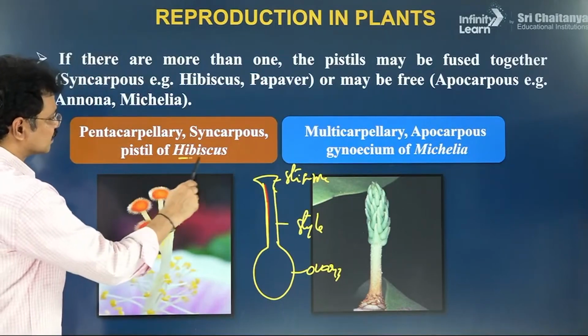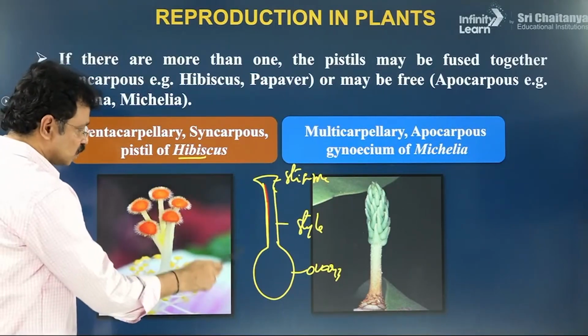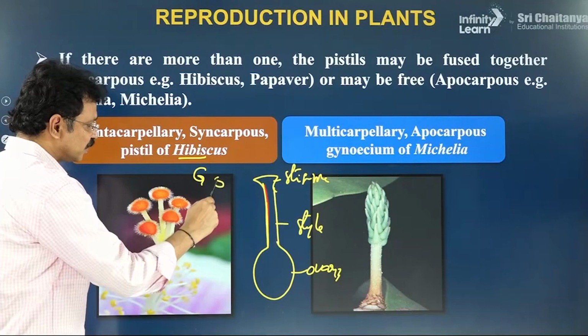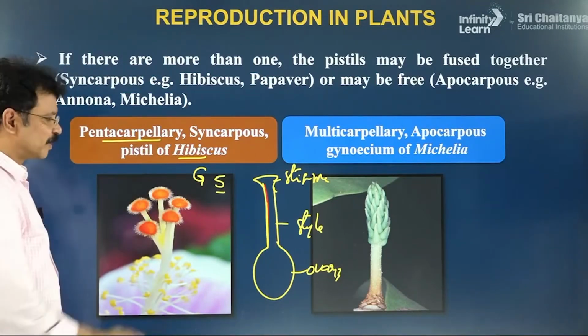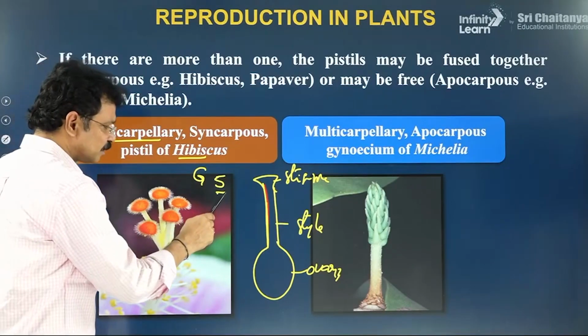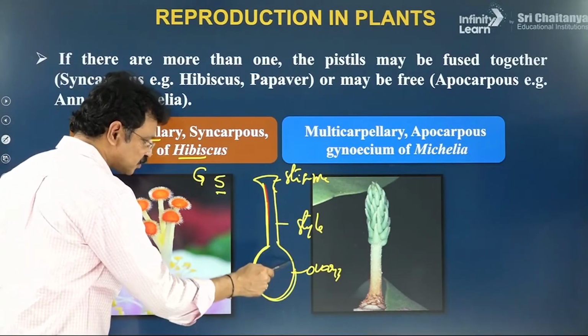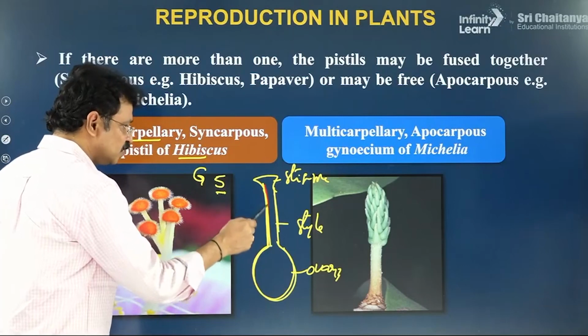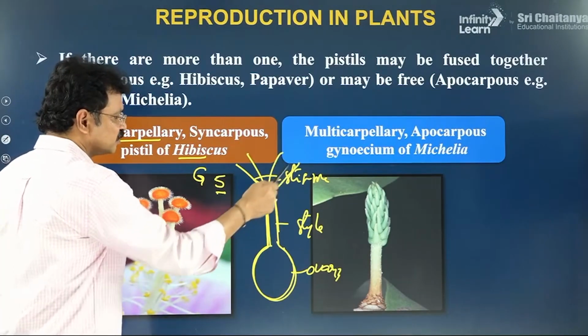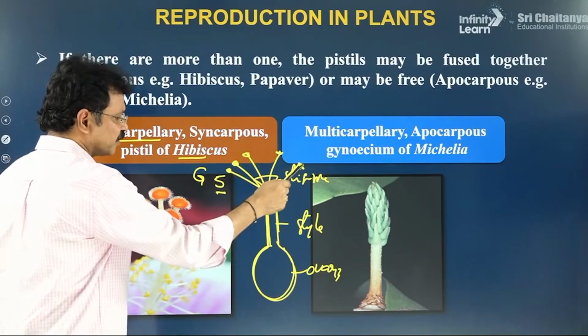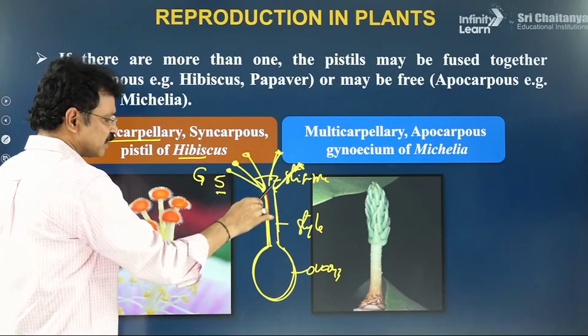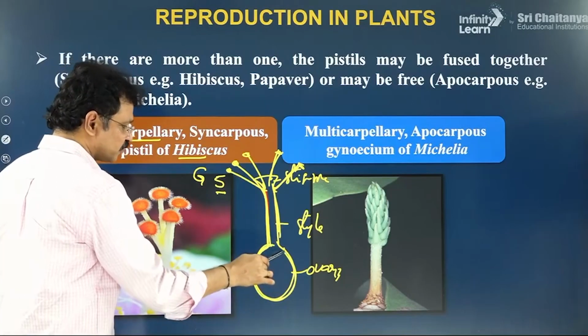Especially in the hibiscus plant, the gynoecium consists of 5 carpels, meaning a pentacarpellary ovary. It is a peculiar case. In this pentacarpellary ovary, the 5 ovaries are fused and the 5 styles are also fused, but the stigmas are not fused. Stigma 1, 2, 3, 4, 5, the 5 stigmas are free, but the styles and ovaries are fused.